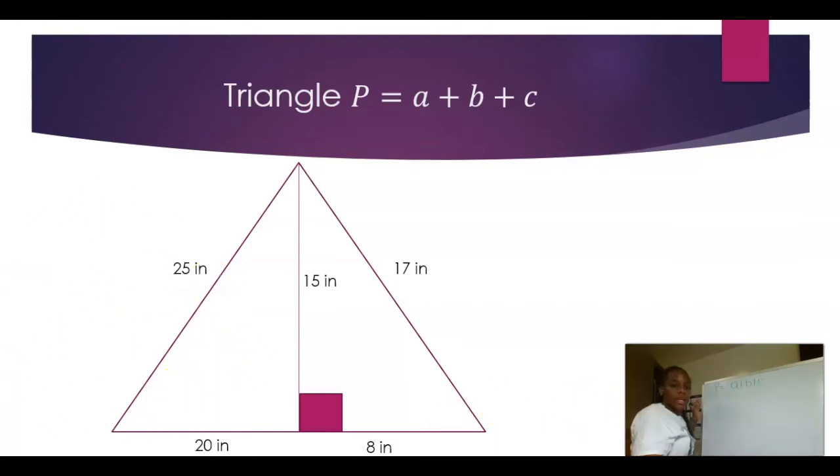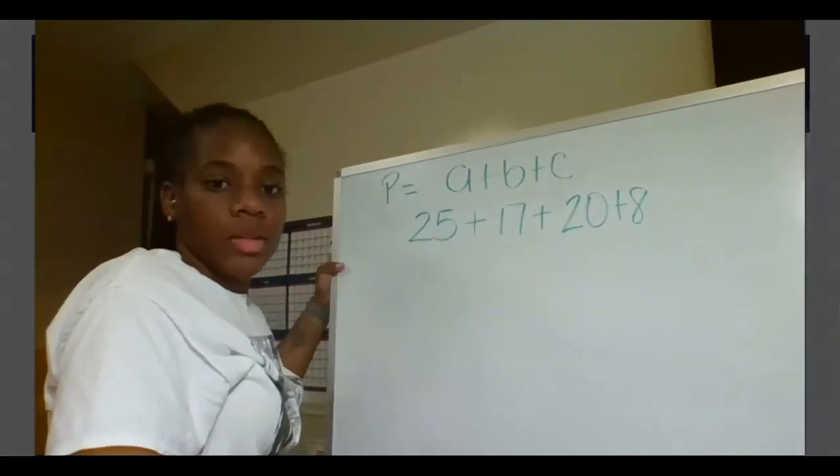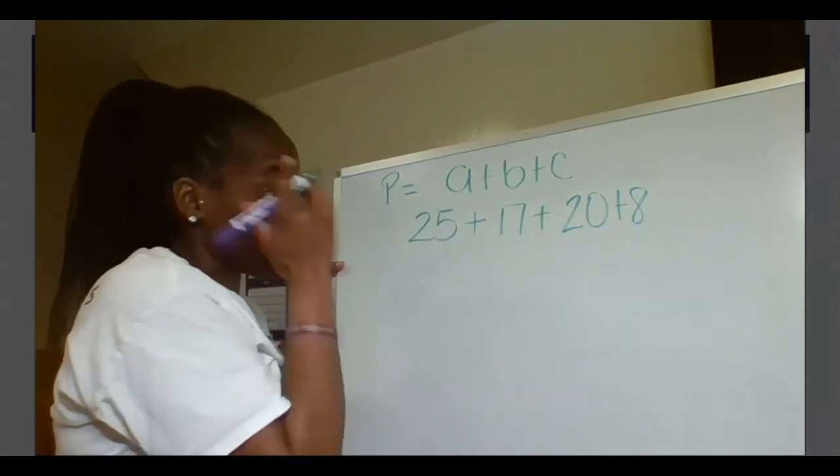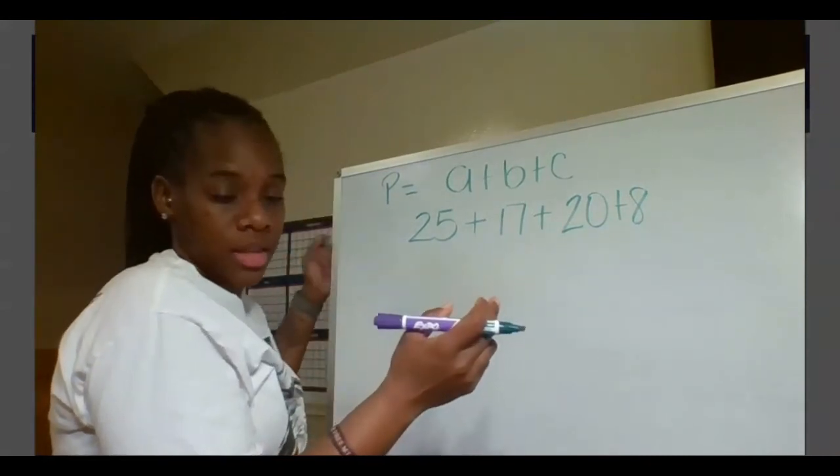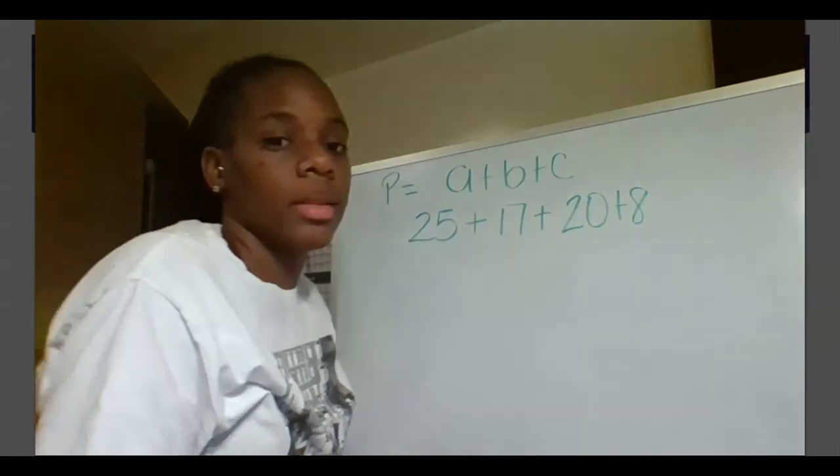So we have 25 plus 17 plus 20 plus 8. So we are just taking all of the numbers that were given to us within the triangle itself and adding them together.